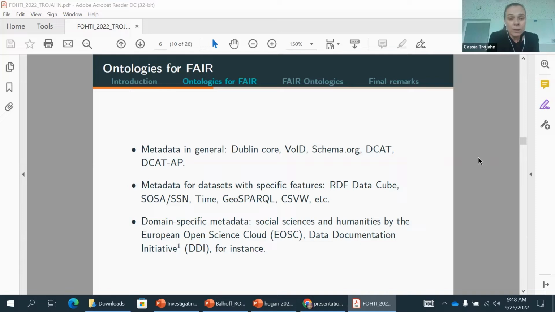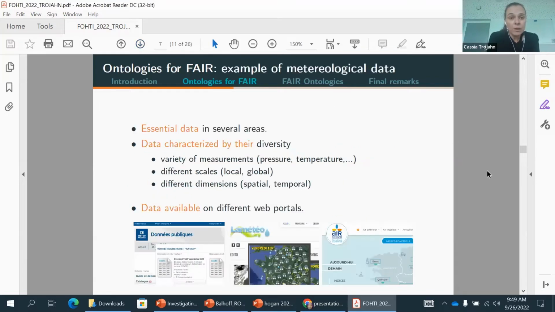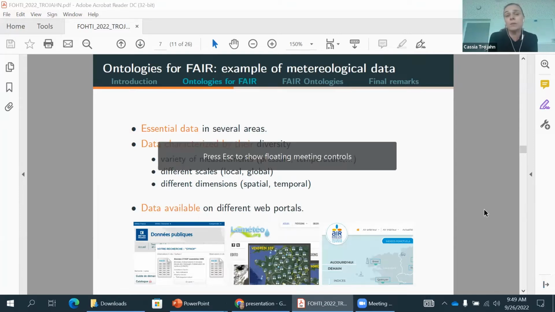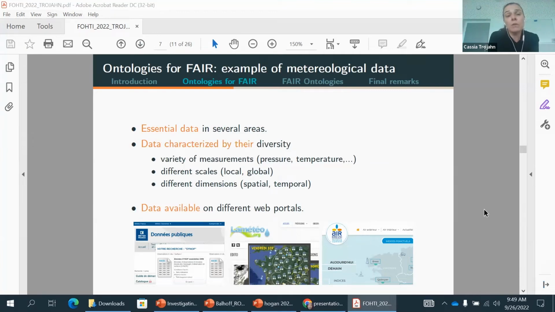Next slide, just to give an example of what you have been doing so far in your team, to provide an idea of how ontologies can help improve the FAIRness of data. You have been working on several meteorological data sets. These meteorological data are very important in several applications. What you could observe here is that different researchers, when they are looking for meteorological data, have difficulties understanding the data. And these data are available in several different portals.